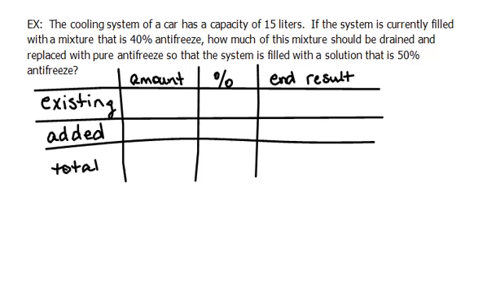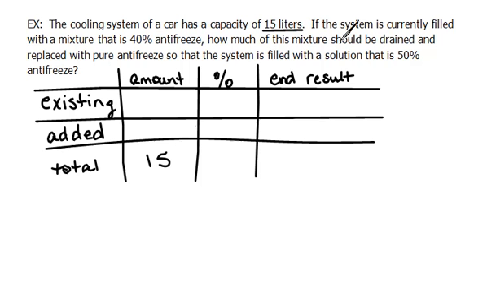Well, I went ahead and started creating a table here. But after thinking about the way that the problem is set up, they're talking about starting out with a radiator, draining some of it out. So now I'm actually starting with a certain amount of antifreeze. And then we're going to pour in pure antifreeze to end up filling up our radiator. So we're going to have an existing amount once we have drained it, add in more to end up with a total. From the problem up here, it says that our total amount of antifreeze has to be 15 liters.